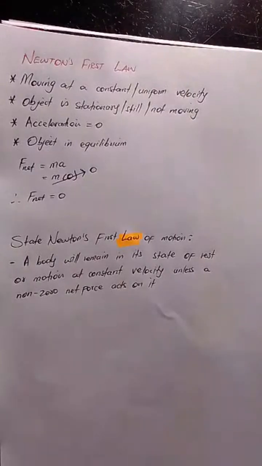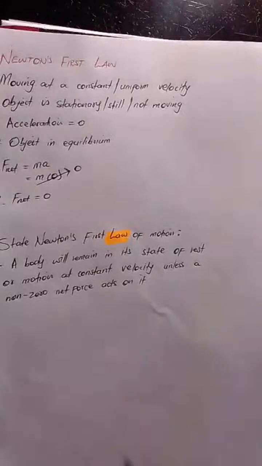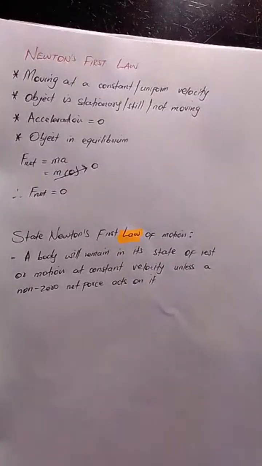Newton's first law is stated as follows: A body will remain in its state of rest or motion at constant velocity unless a non-zero net force acts on it. This is a law. It must stay like this. You must state it like this. Me and my colleague, we are stating this law the same. There's no difference. Because this is a law, we are not allowed to change it. You change the law, you get zero.